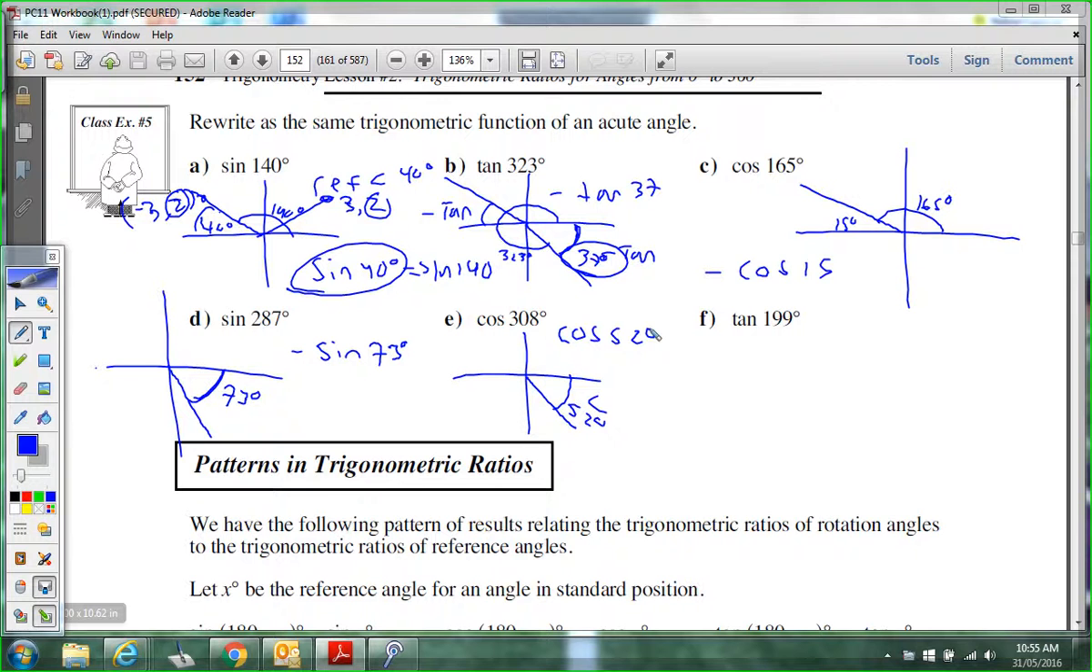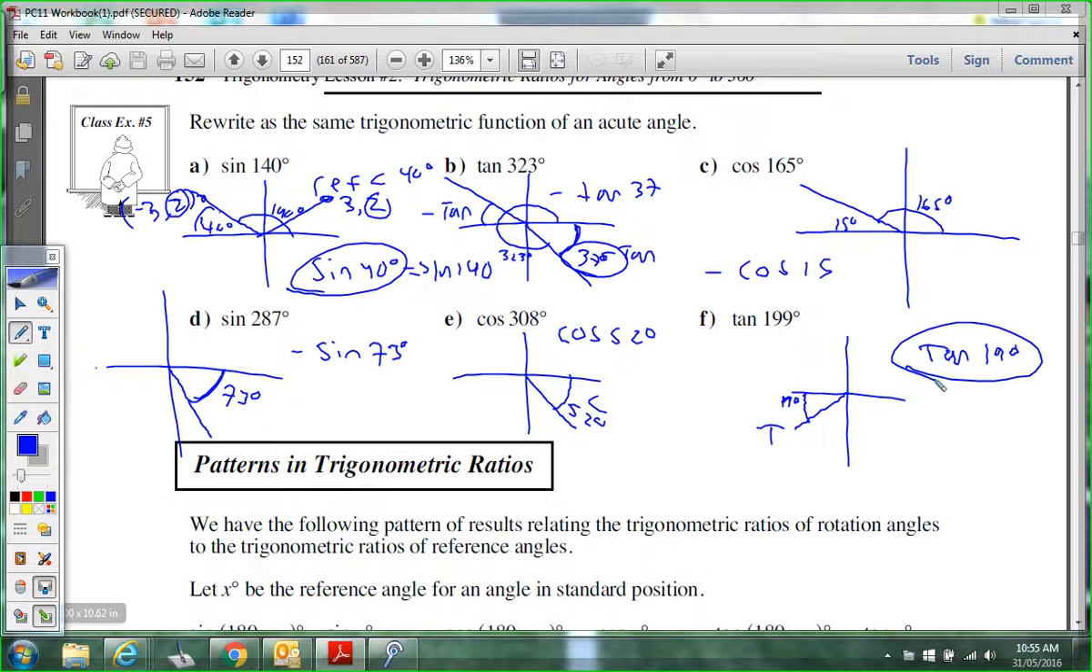And last but not least, tangent of 199. Again, that puts us in the third quadrant. Which quadrant is this, C, A, S, or T? T, so therefore it's positive, right? The reference angle is 19 degrees, 199 minus 180. So we just want tangent of 19. That's it.